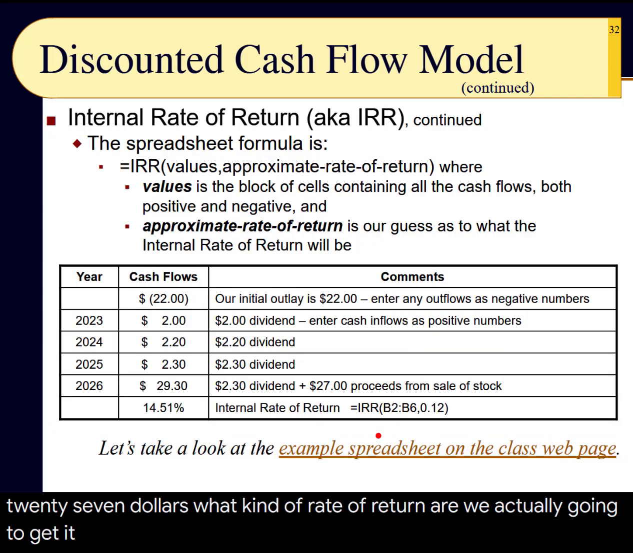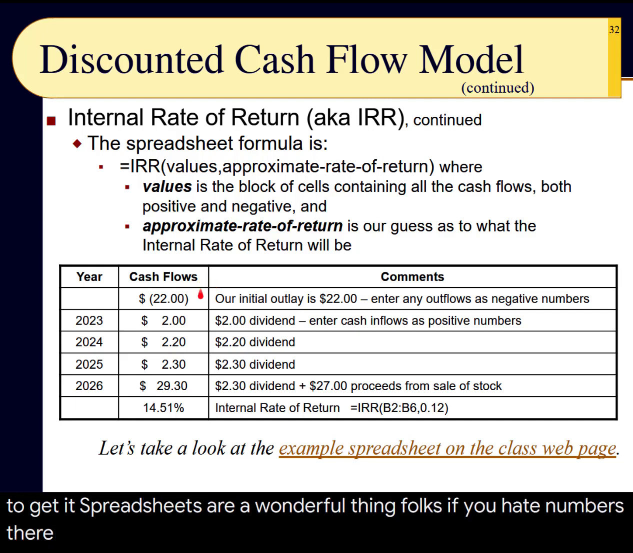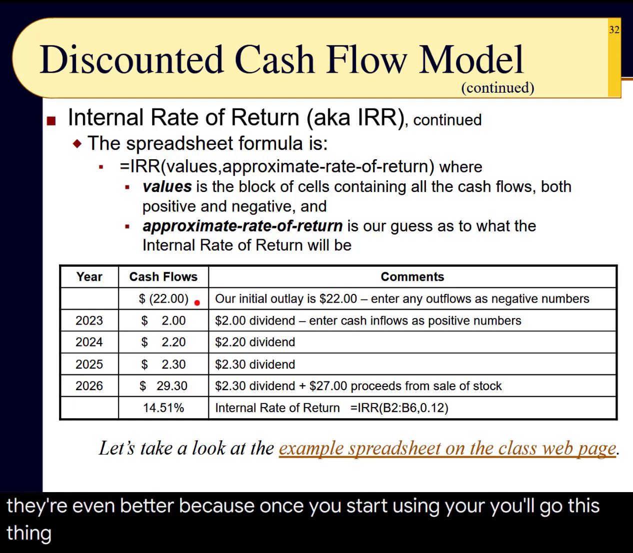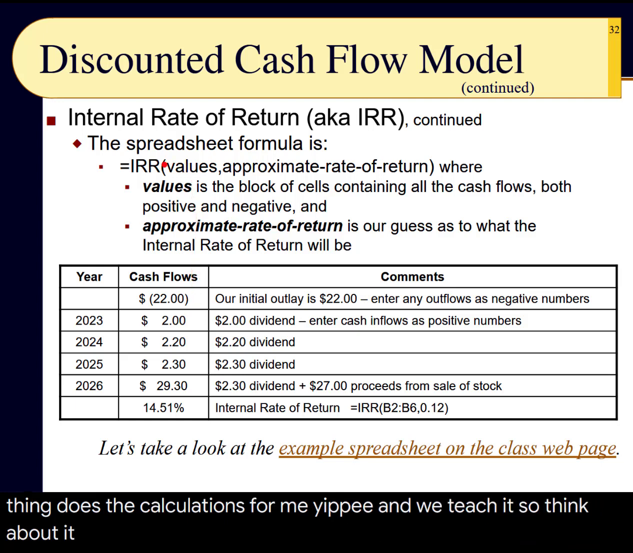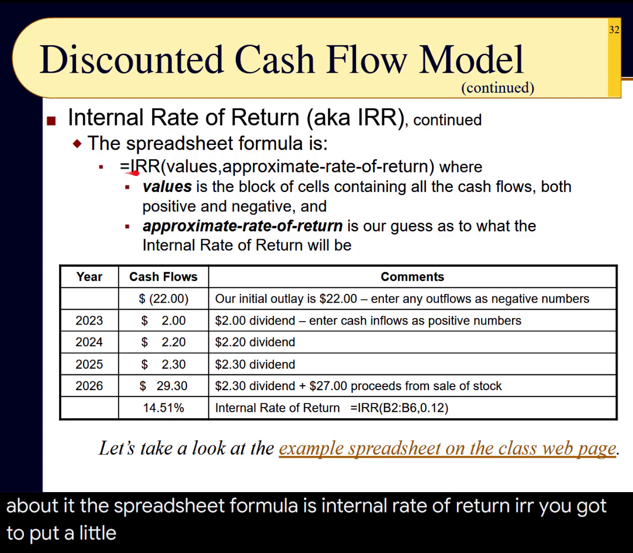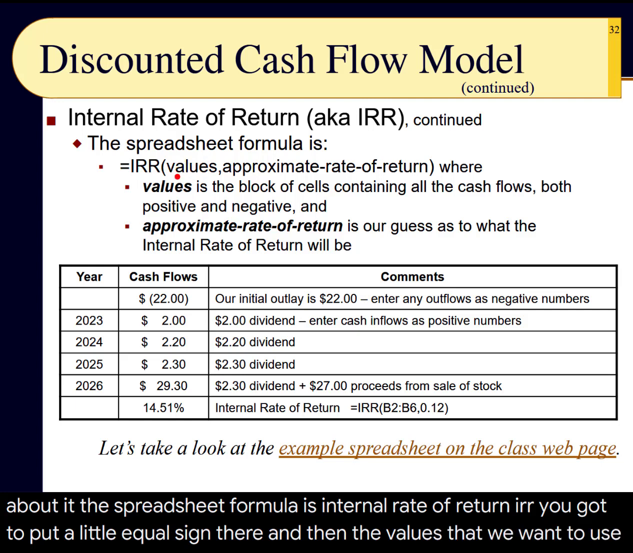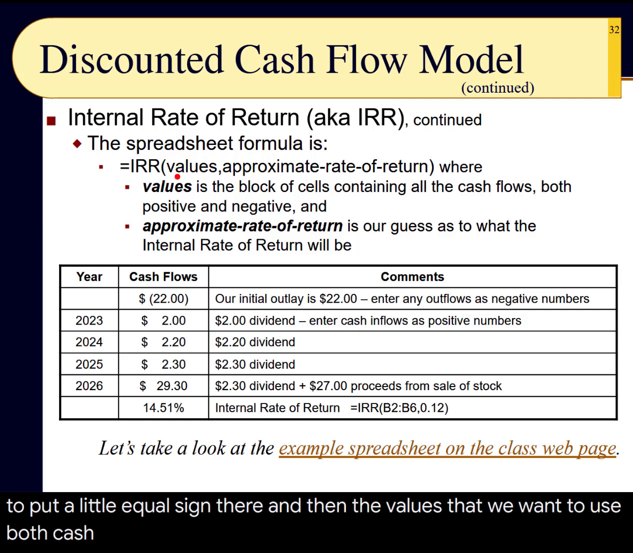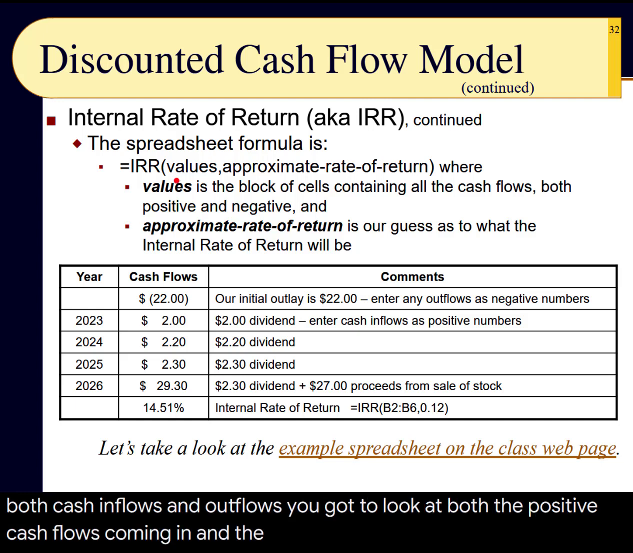Slide 32. Here's the formula. Now, spreadsheets are a wonderful thing, folks. If you hate numbers, they're even better, because once you start using it, you'll go, this thing does the calculations for me. Yippee. And we teach it, so think about it. The spreadsheet formula is internal rate of return, IRR. You got to put a little equal sign there. And then the values that we want to use, both cash inflows and outflows. You got to look at both the positive cash flows coming in and the negative cash flows going out.